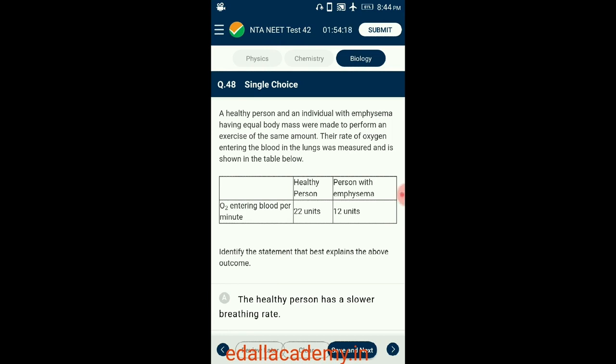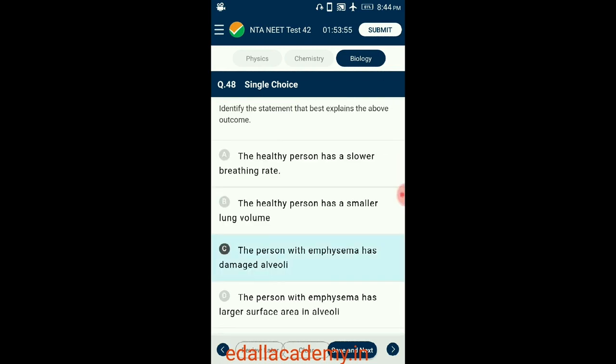low oxygen carrying capacity. From the table, we can see that the affected individual is showing a very low exchange rate compared with the healthy one. Since the gas exchange site is the alveoli in the lungs, we can conclude that his alveoli are not functioning properly. So the answer for this question is option C. The person with emphysema has damaged alveoli. So the correct option is C.